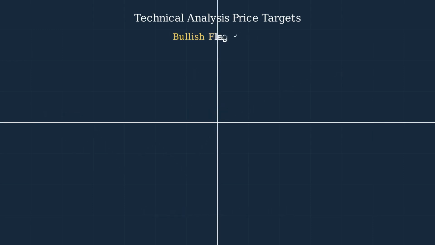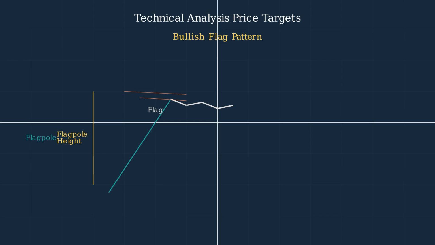The bullish flag pattern is a continuation pattern that forms during an uptrend. After a strong move up, the price consolidates in a channel, forming the flag. To calculate the price target, first measure the height of the flagpole. After the breakout from the flag pattern, project the flagpole height from the breakout point to find your target.